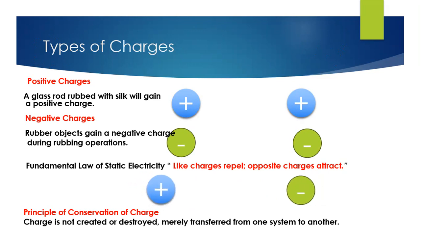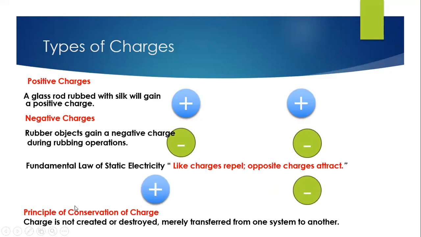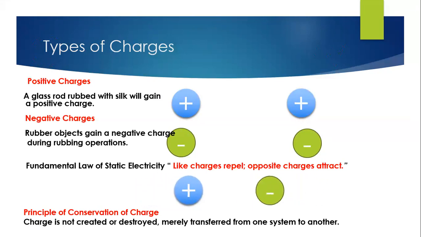On the basis of this fundamental law, this attraction and repulsion between charged bodies have many industrial applications. It includes paint spraying, powder coating, fly ash collection in chimneys, and in photocopying and printing as well. Okay. The last thing is the principle of conservation of charge. According to this law, charge cannot be created and cannot be destroyed, but merely transformed from one system to another.